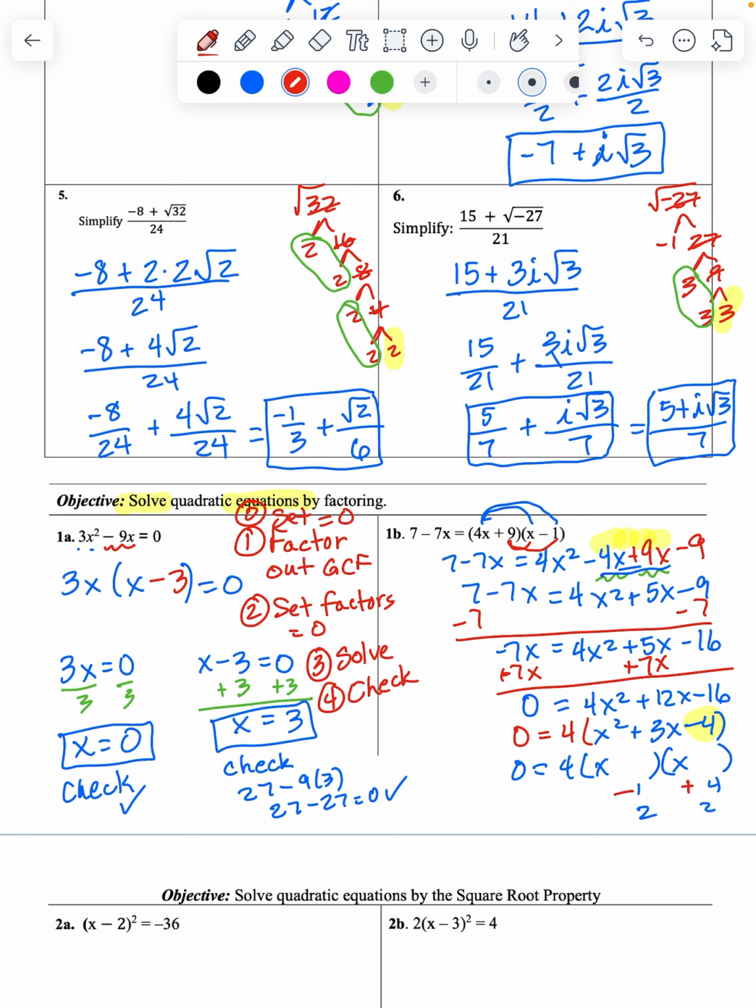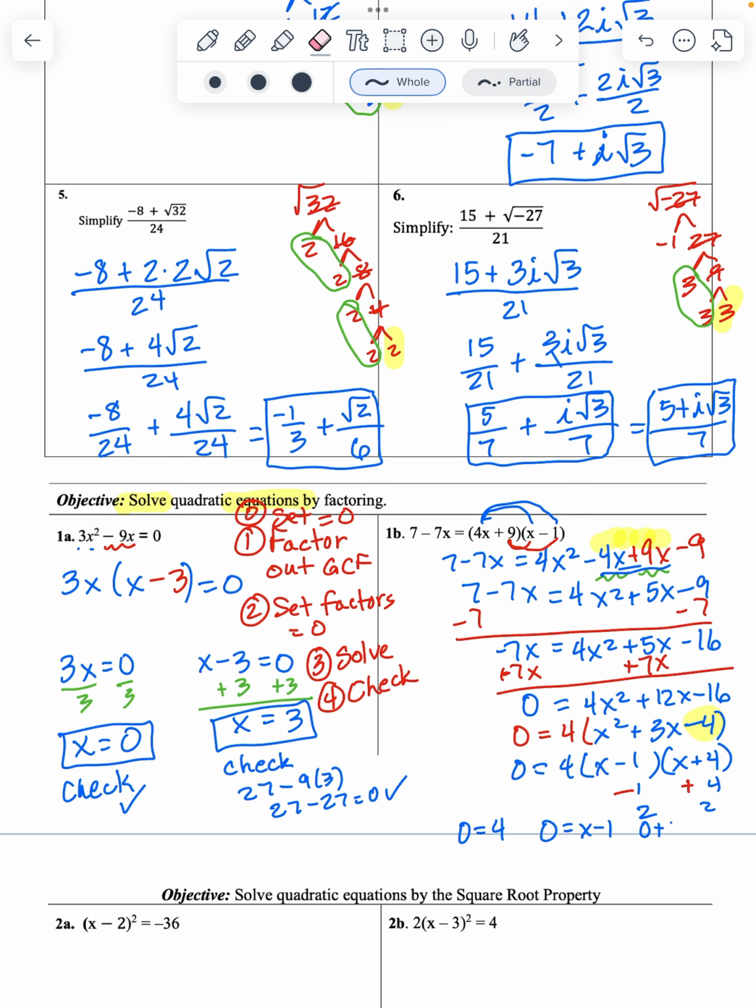So finishing up those factors, one of them needs to be x minus 1, the other is x plus 4. The order of those two doesn't matter. If you write the x plus 4 first and the x minus 1 second, that's totally okay. We're going to set each of those factors equal to 0. To solve, we're almost done.